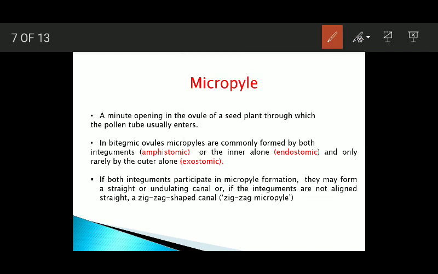Now, depending upon whether the integuments that participate in the formation of the micropyle are aligned straight or not, the micropyle can be either straight or it can assume a zigzag shape. I will repeat this. If both the integuments that participate in micropyle formation are straight, they will form a canal, a micropyle which is straight or undulating. Or if the integuments are not aligned properly, the canal of the micropyle will assume a zigzag shape. In other words, it will form a zigzag canal.